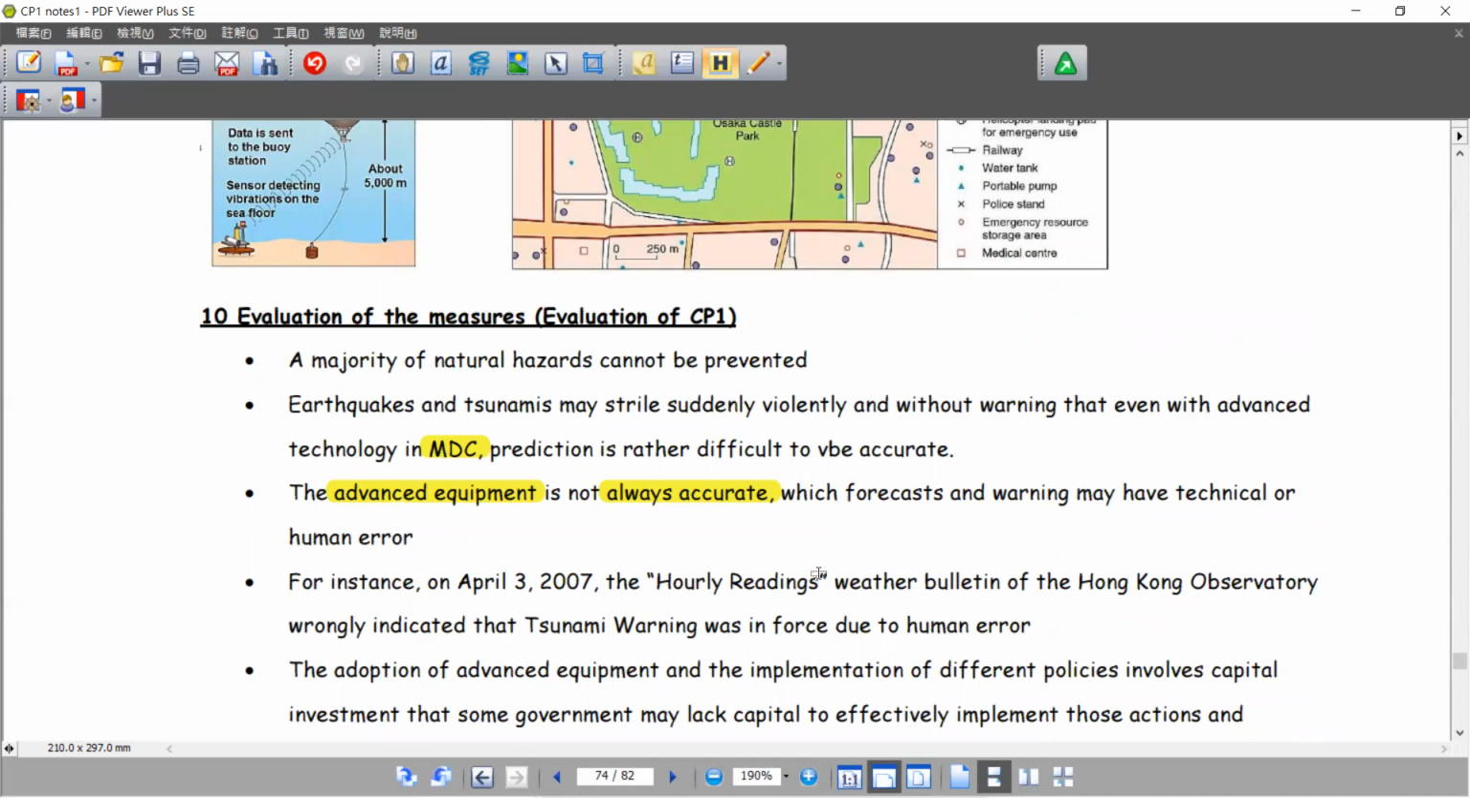Then sometimes, suddenly, even the Hong Kong Observatory can provide such an error. They suddenly indicated that a tsunami warning was going to happen in Hong Kong, but finally it did not happen. Or then this is the kind of human error.